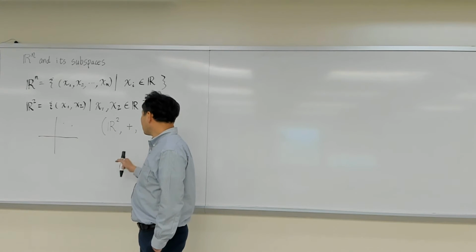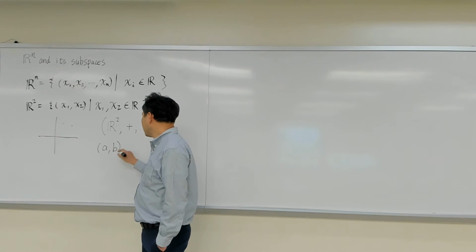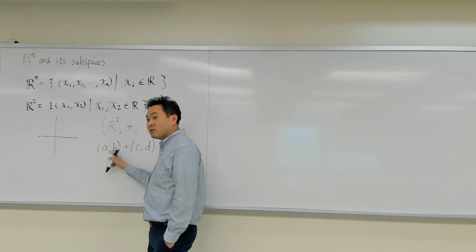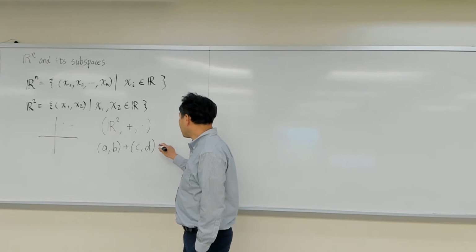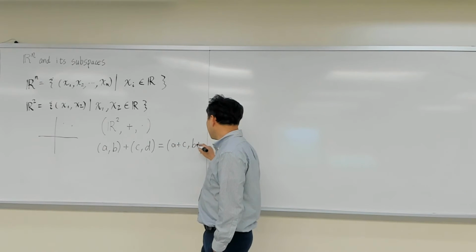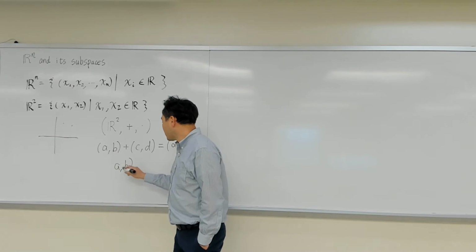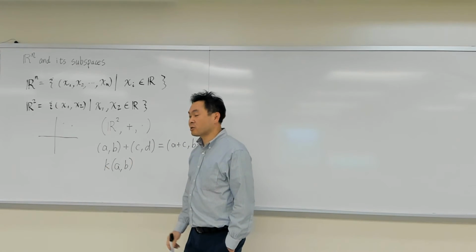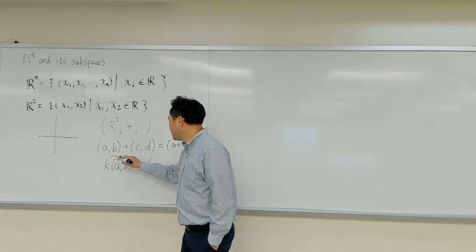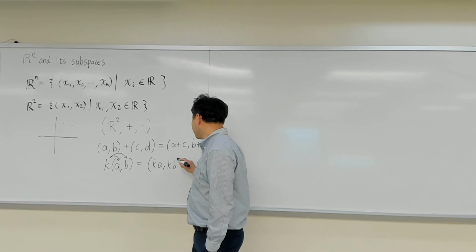Okay? So to explain what this plus is, if I have two elements, (a, b) and (c, d), in R2, both of these are in R2, right? Then we can say that the sum of these is (a plus c, b plus d). And then to (a, b), I can multiply any real number k, and that multiplication is calculated by multiplying k to individual elements: (ka, kb).